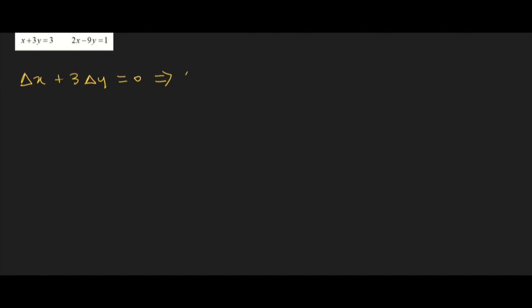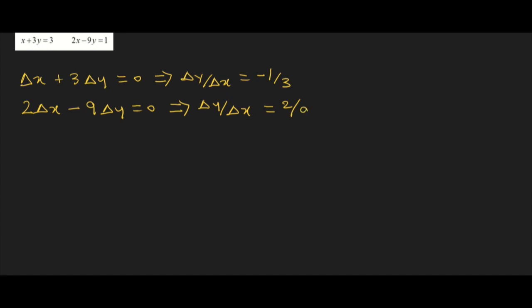Again we're just going to establish that a solution exists by calculating the gradients. For the first equation we've got delta y over delta x equals minus a third, and for the second equation we've got 2 delta x minus 9 delta y equals 0. That gives us gradient delta y over delta x equal to 2 over 9. So again the gradients are not equal, so we know a unique solution exists.